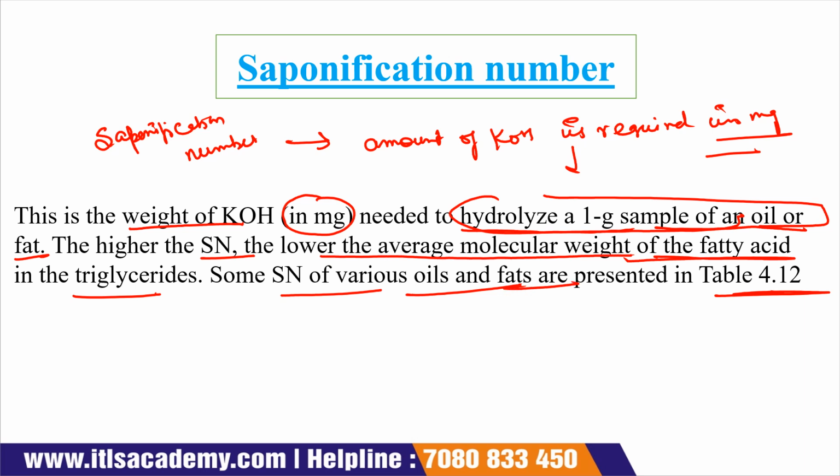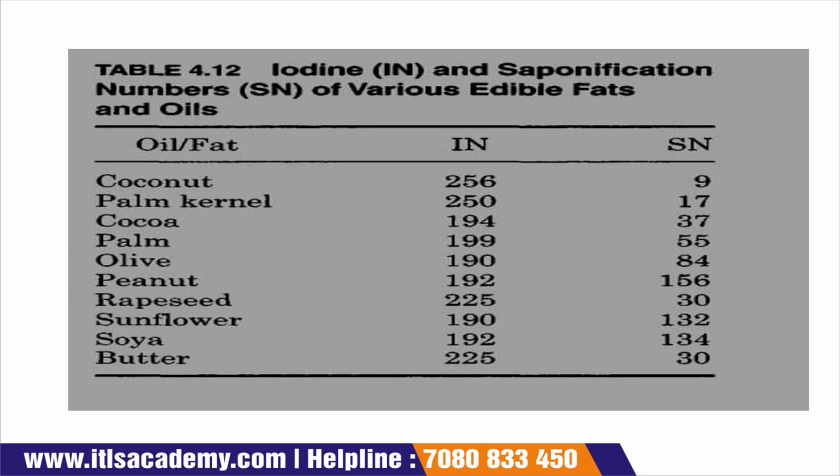So this is the table. This table is for both the iodine number and the saponification number. The first column is for oil and fat, then this is for the iodine number, and this is for the saponification number. The first sample is coconut, with iodine number 256 and saponification number 9.